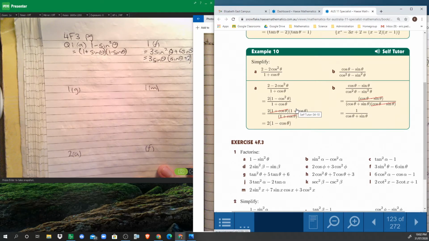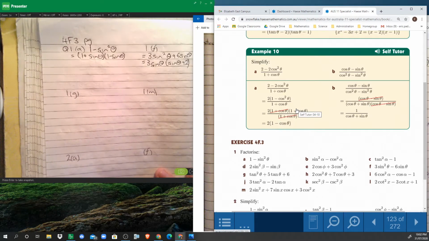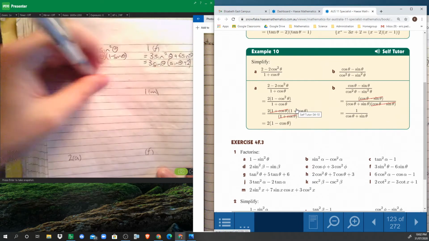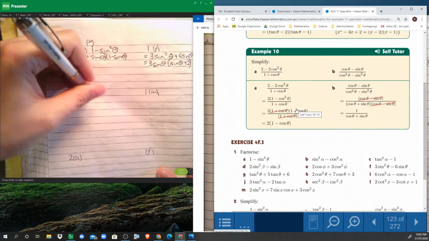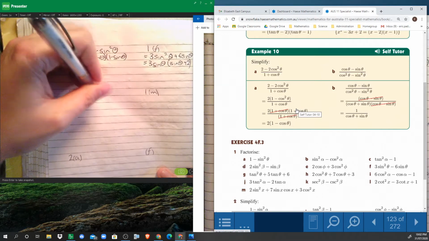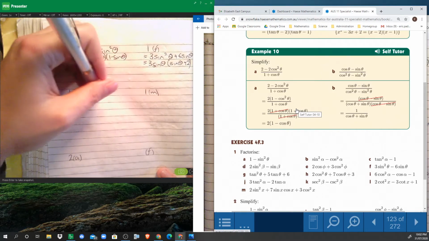All right, so that was f. That's all I had to do, just take out the common factors. G is actually going to take a bit more work. That's a sum and product type. It's been a number of months since I've done one of these.